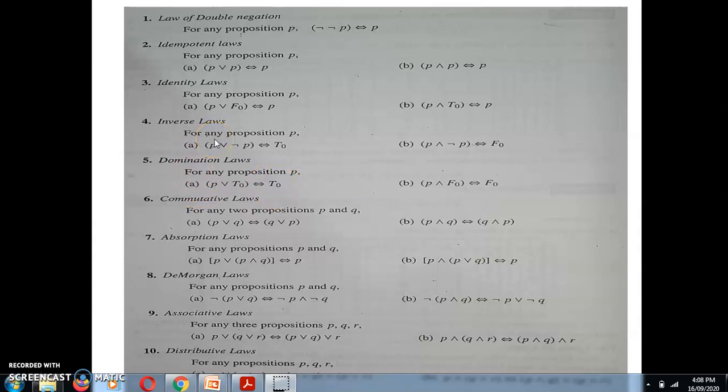P or inverse p is a tautology. P and inverse p is a contradiction. I can say F naught. We denote it with F naught.